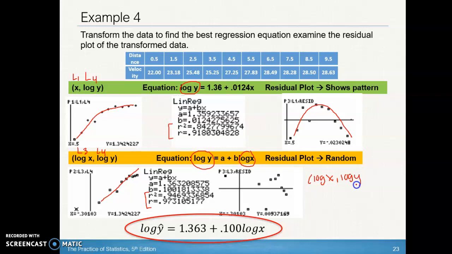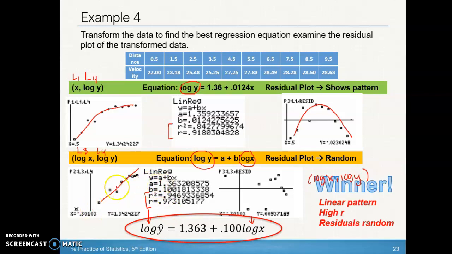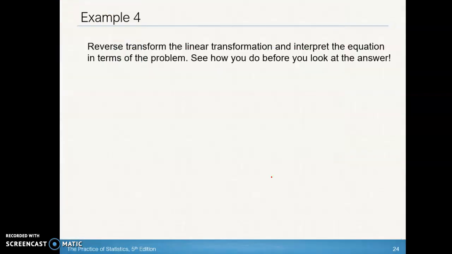comma, log of y. Okay, and so like I said, just make sure when you write this that you're writing the log in front of y and the log in front of x, because we had to take the log in order to make it a linear equation. Okay, and the reason was, A, this has a linear pattern, the r and r squared were high, and the residuals were random. So those are three things that would tell us that that is the best equation.